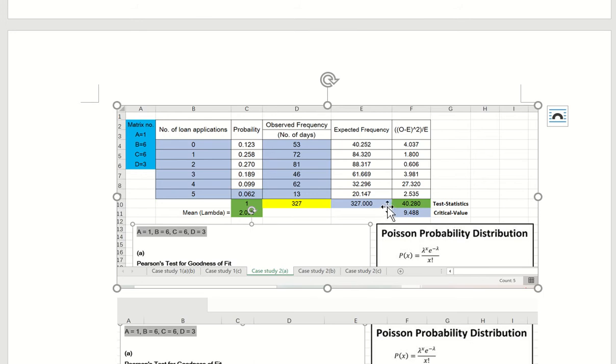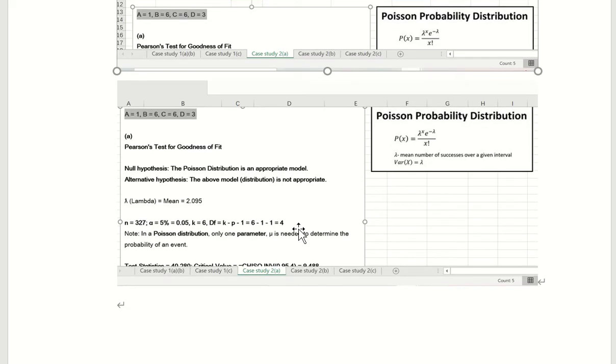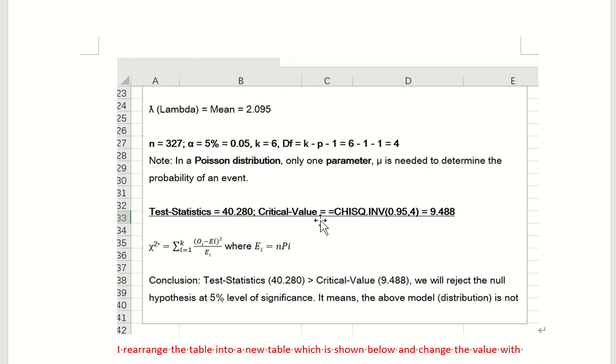Which is shown here. And with this, I calculate the test statistics. The formula is shown here. Use the observed frequency minus the expected frequency, to the power of 2, and divided by the expected frequency. So this will be the test statistics. And for the critical value, the formula is here.